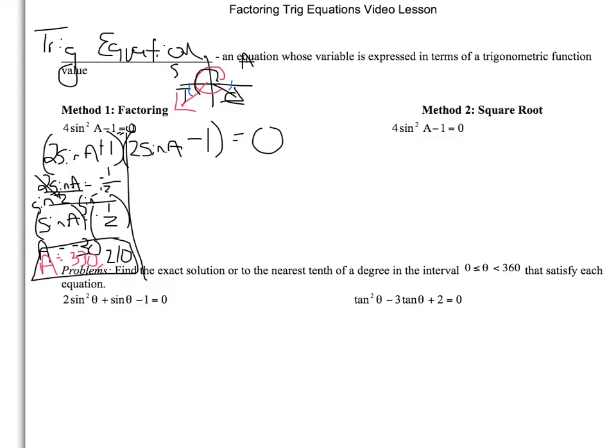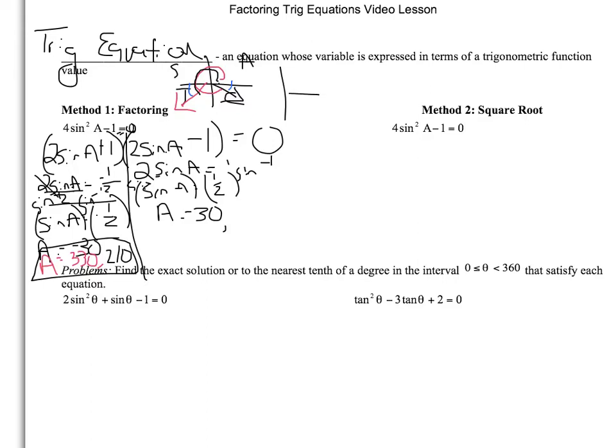On the right-hand side, the same idea. We're going to add the 1. We're going to divide by 2. And we're going to take the inverse sine. And you get 30 degrees.